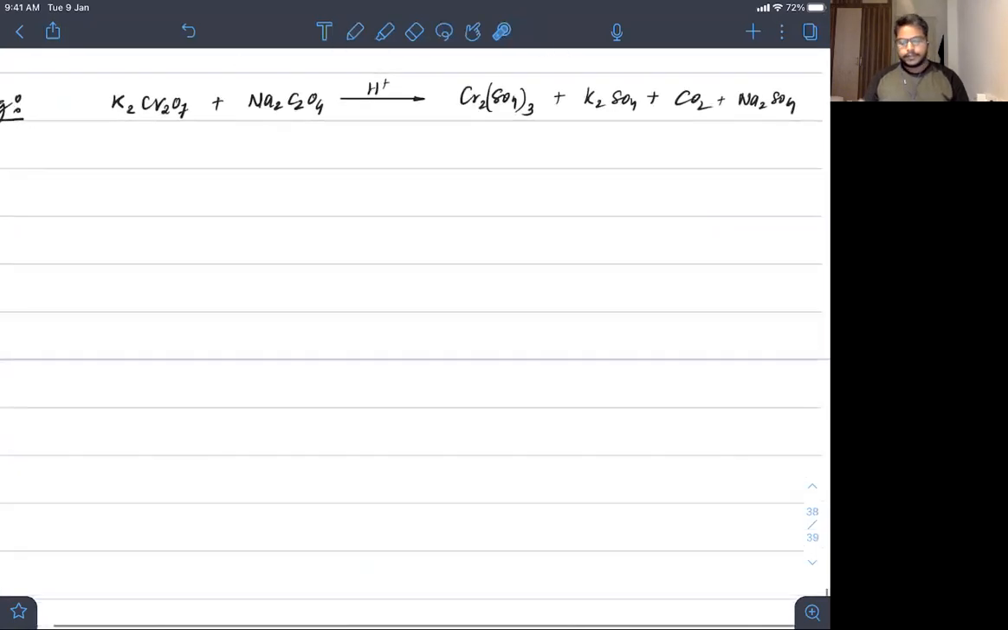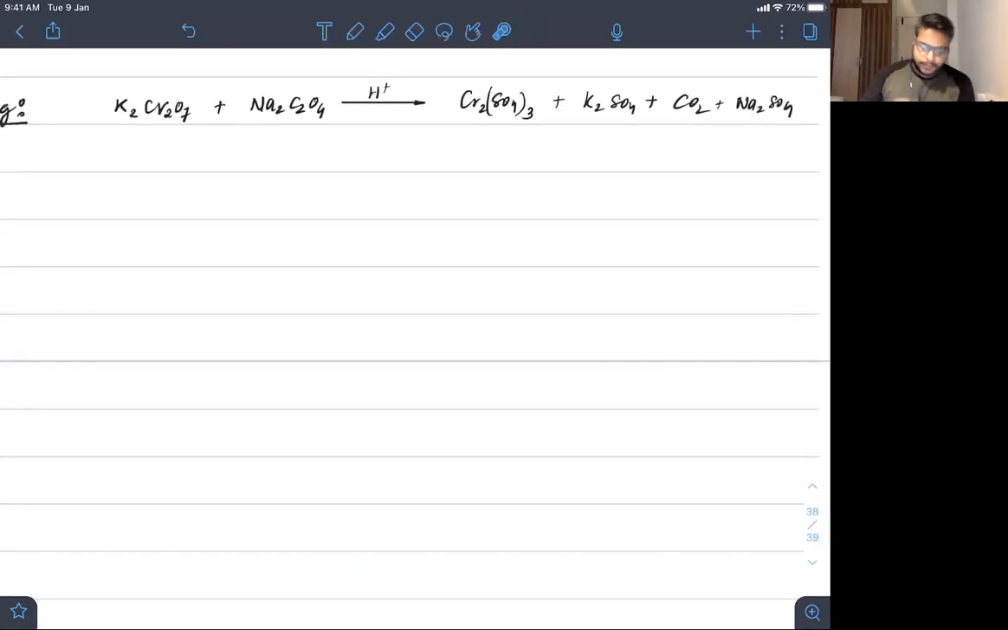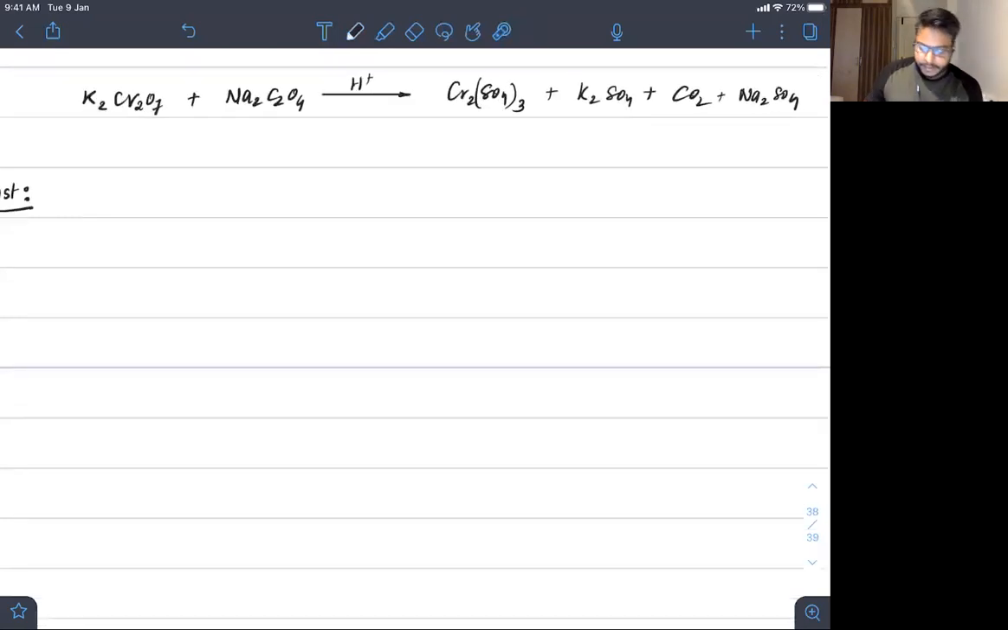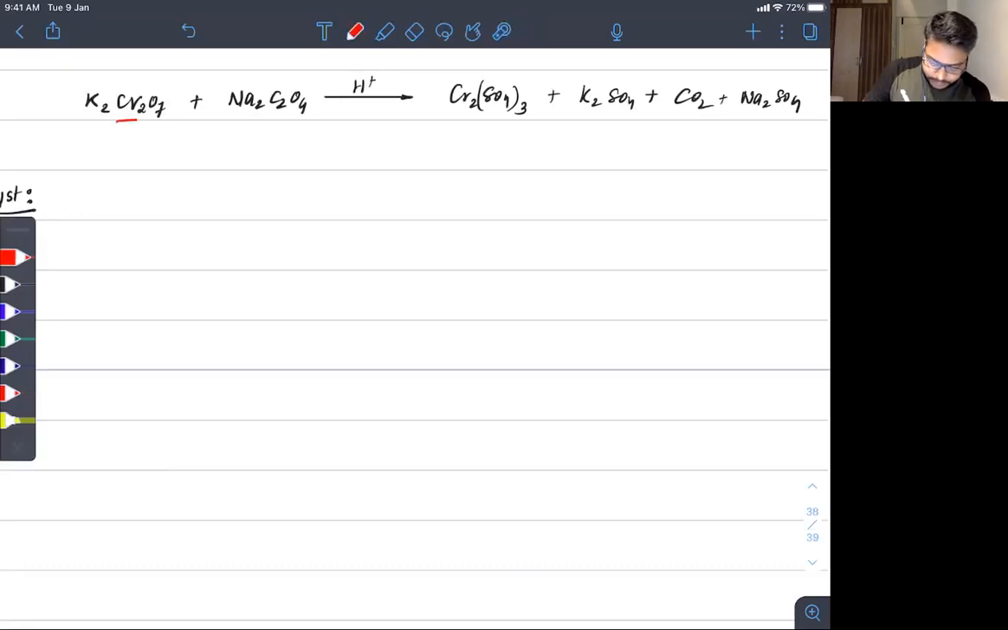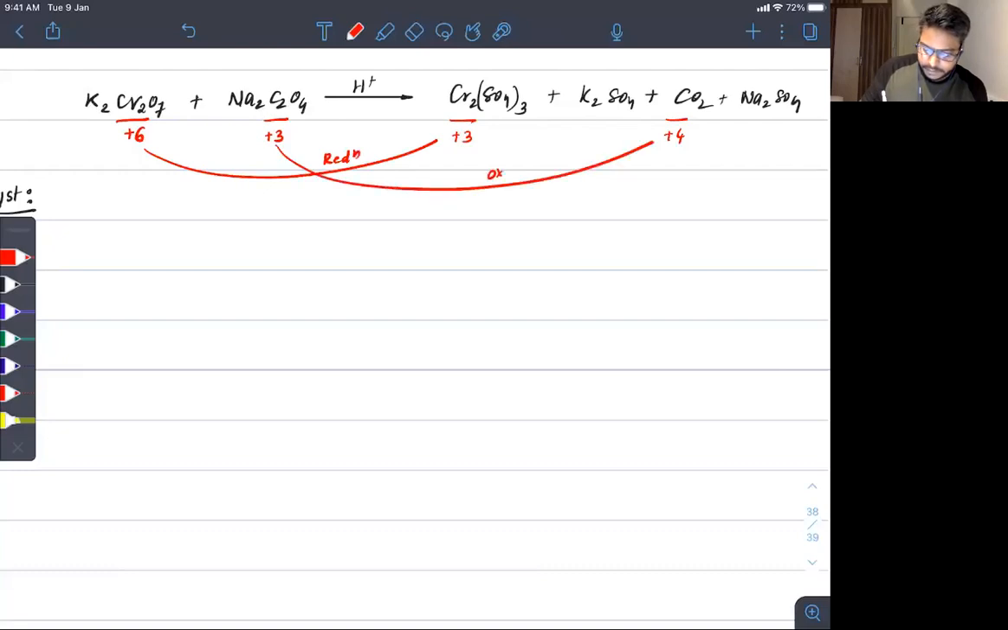Now let us start with this. We'll do the first step. Now I won't write all the details. We just have to write the first step. First, I think all of you figured out what is getting oxidized and what is getting reduced. Chromium here is +6. Chromium here is +3. Carbon here is +3. Carbon here is +4. We have done this earlier, so I'm directly writing it. So +6 to +3 is reduction. +3 to +4 is oxidation. Okay.